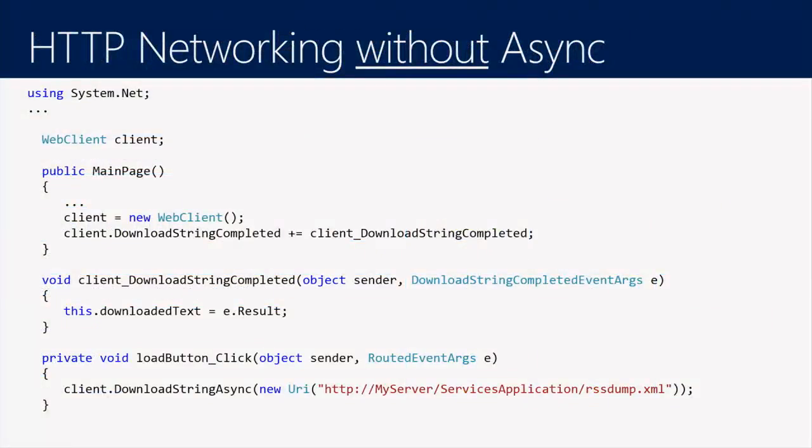So what is this async I'm going on about, and why is it better? Well, let's look at the old way of doing it. This is an example of using the web client API, so this is probably the kind of networking code you may have written up to now. You new up an instance of web client there in the constructor of main page, and then you need to hook up an event callback, an event handler that's going to be invoked when an operation completes. So here we've got download string completed. There's other ones. There's download file completed and upload string and upload file completed ones as well. But in this case, we're just going to pull a string down from the remote server. So you hook up an event handler for download string completed.